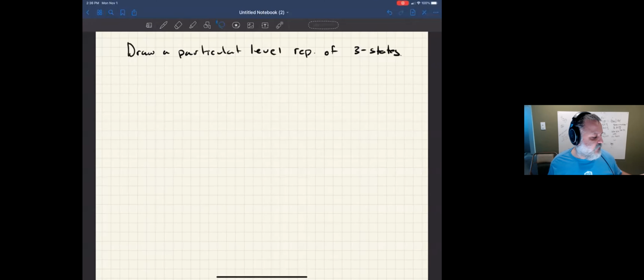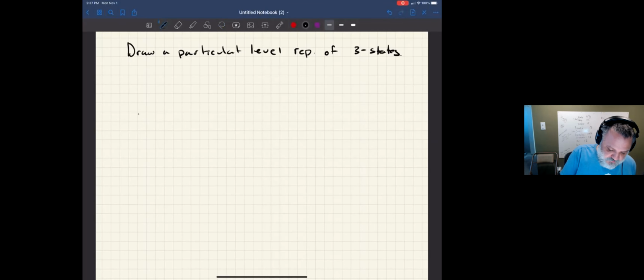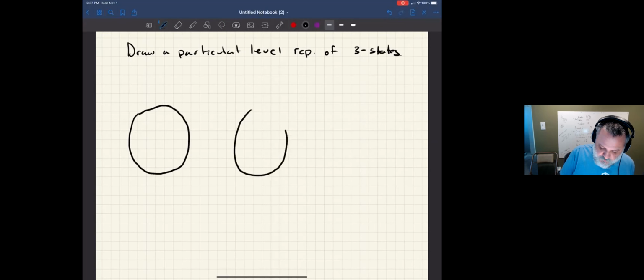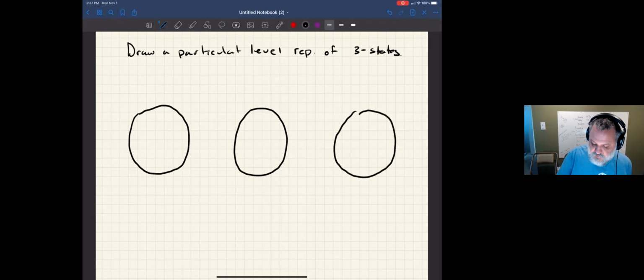All right, this problem asks us to take a look at the three states of matter and to draw a particulate level representation of those three states. So drawing a diagram helps us understand whether or not we've mastered the concept. And so if I take the three different states of matter, and I want to draw three different pictures representing those three states, then I need a container to put them in.